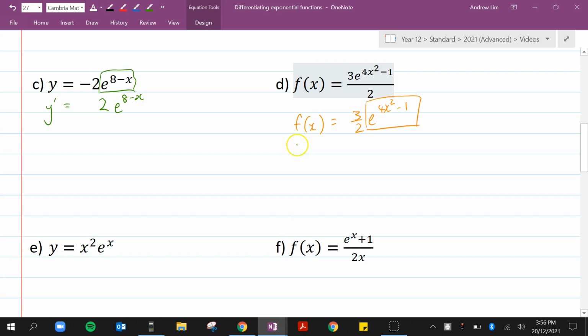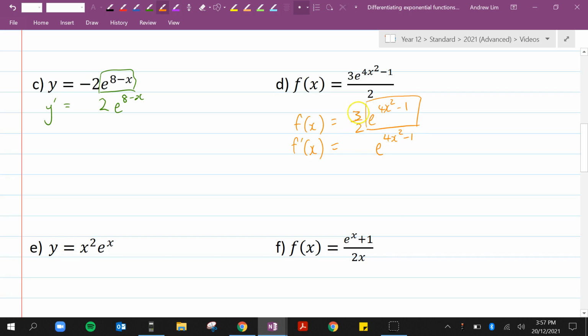So we've got f dash of x. We're going to differentiate now. I'm going to rewrite this as exactly what it is, e to the power of 4x squared minus 1. And then I'm going to differentiate this and multiply it by whatever's in front. So when we differentiate this, we'll get 8x. So we have 3 over 2 times 8x. That's going to give me 24 over 2, which is 12x.